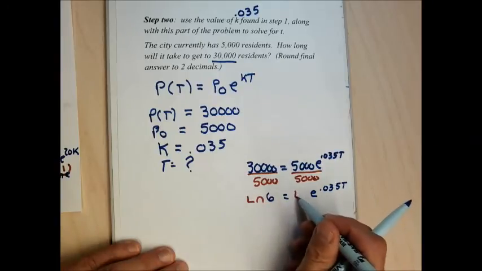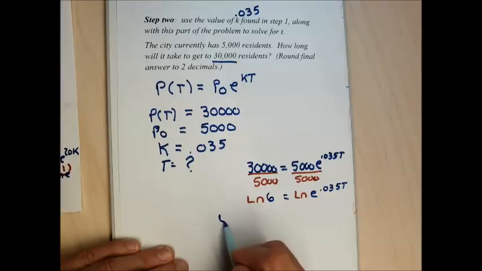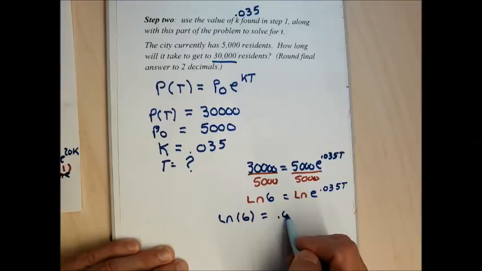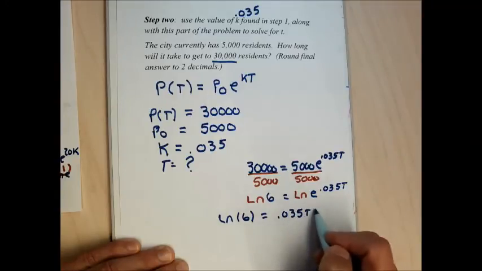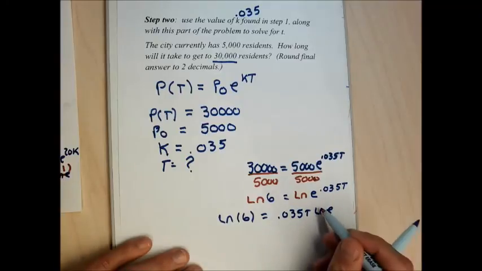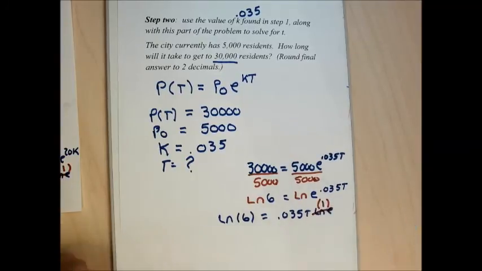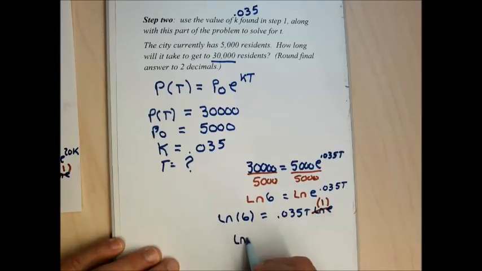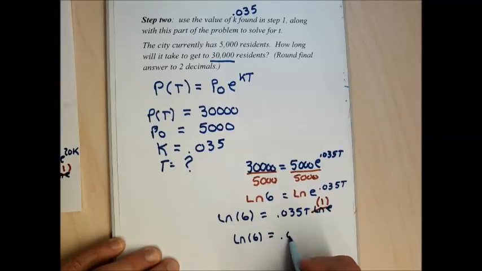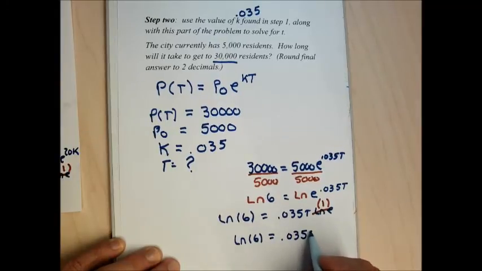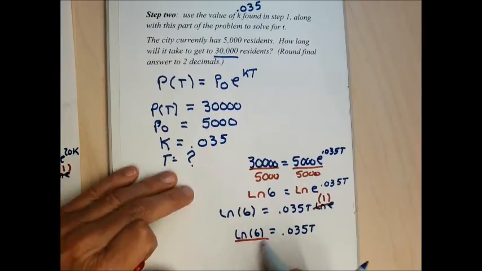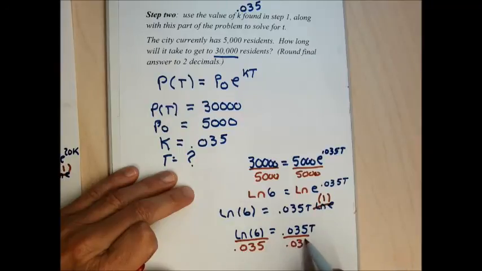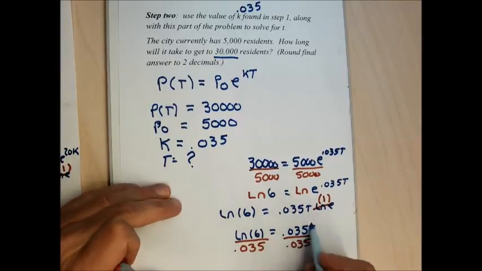I'm going to take the natural log of both sides. This is going to give me the natural log of 6, and my calculator needs that to be in parentheses, equals 0.035t times the natural log of e. This natural log of e is equal to 1. So this is really the natural log of 6 equals 0.035t times 1, or just the natural log of 6 equals 0.035t. I'm going to divide both sides by 0.035. On the right-hand side, the 0.035s are going to cancel.